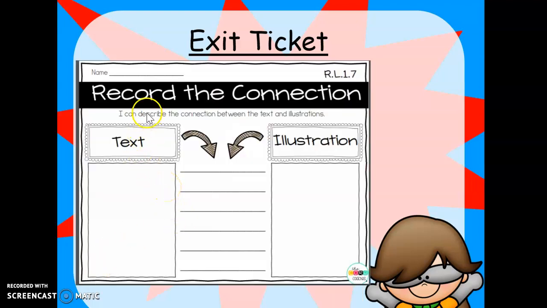So I'd like for you to record the connection in the text that we just read and describe the connection between the text and the illustration. I would like for you to write this on a sheet of paper, take a picture of it, and upload it to our class dojo.